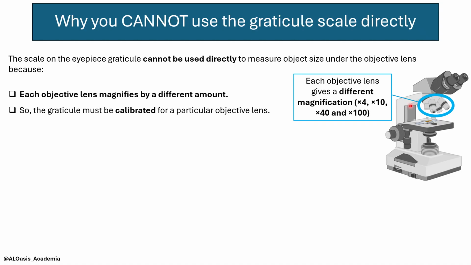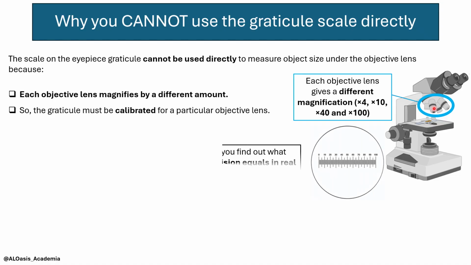So the eyepiece graticule that you are using must be calibrated for a particular objective lens. Before you start your calibration, you need to write down what objective lens you are using at this moment. And then you start your calibration, because if you change the magnification, the whole calibration will be changed.